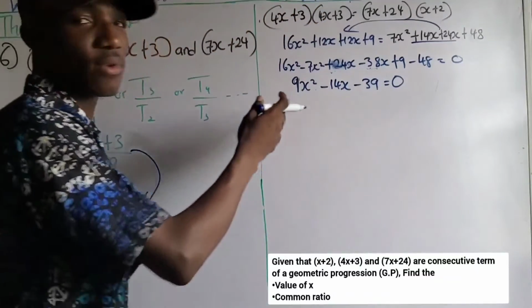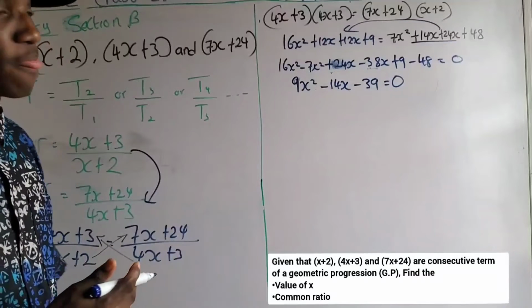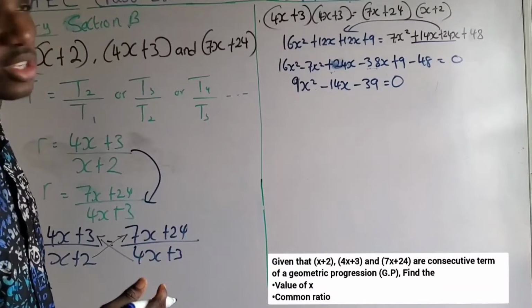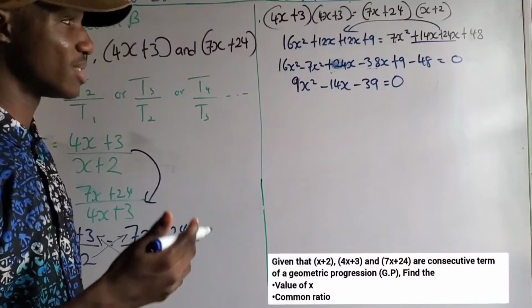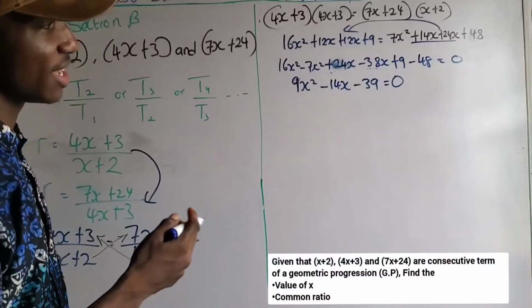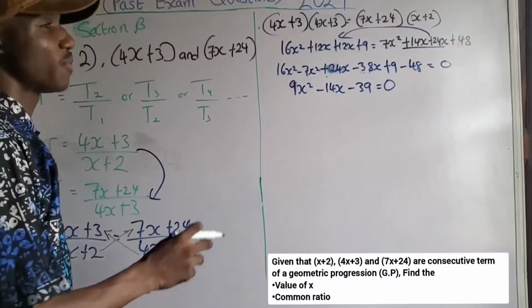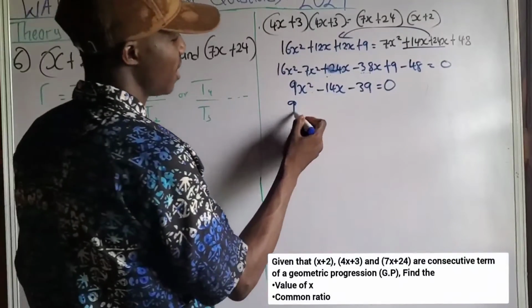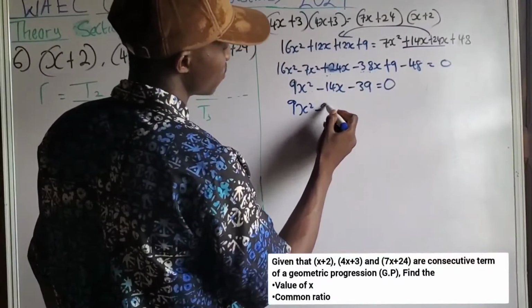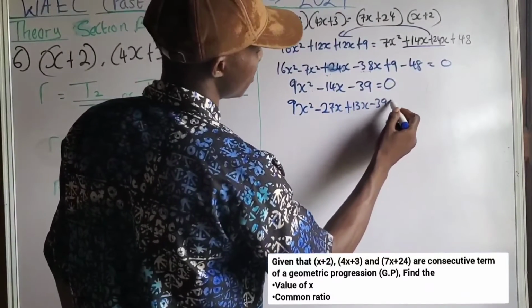Now, we have obtained this quadratic equation. We can solve this quadratic equation using any of the methods that you know. You can use the general formula or quadratic formula, and you can use completing the square or factorization method. But here I'm going to factorize. Okay, if you want to solve this quadratic equation using the factorization method, we're going to have 9x squared minus 27x plus 13x minus 39 equals to 0.